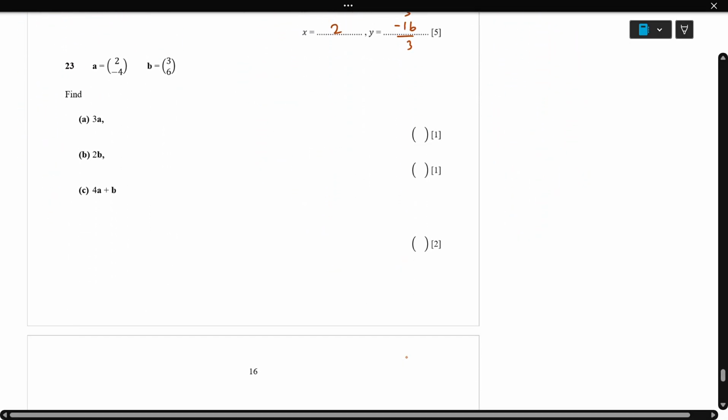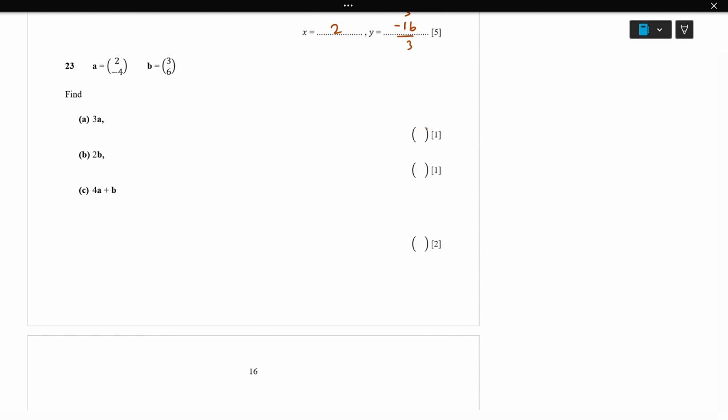The next one, a and b are given, so multiply 3 by a. The answer is very simple, which is (6, -12). Next one, 2b, so 2 times this, (6, 12). Next one, 4 times a. 4 times a is going to be (8, -16) plus b, (3, 6). Just add up. 8 plus 3 is 11 and minus 10. This is the answer, (11, -10).